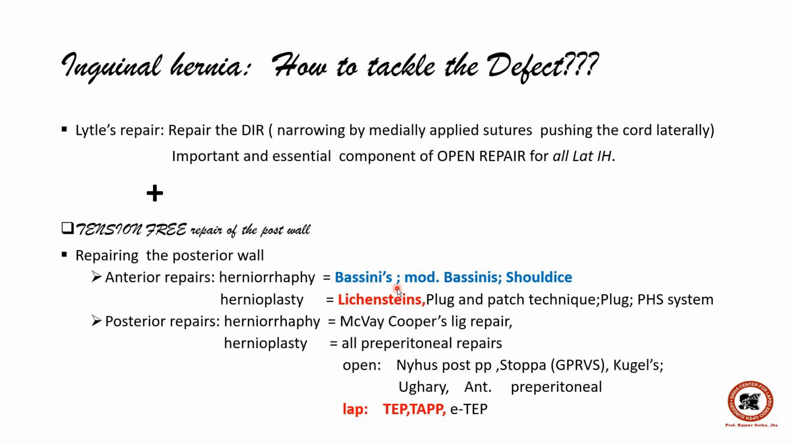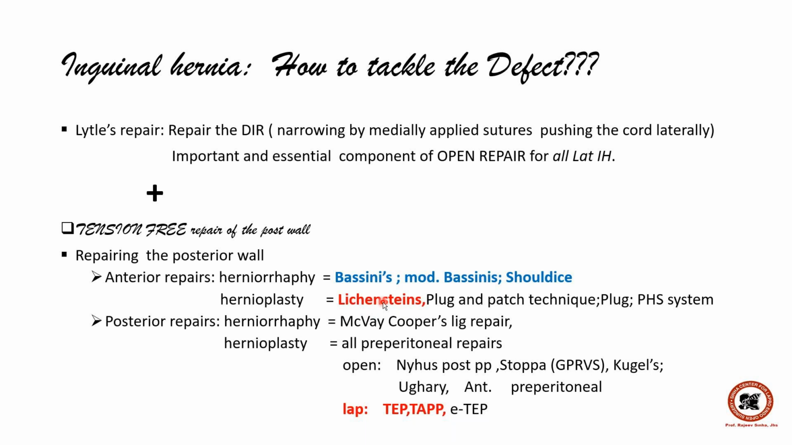And then comes the last and most important part, and that is reinforcing the posterior wall. As we just now said, it can be either an anterior repair or a posterior repair. In either case, it could be a herniorrhaphy or it could be a hernioplasty. Among these, the most important and time-tested method is the Bassini, the modified Bassini, or the Shouldice method, which is the open anterior herniorrhaphy. The anterior hernioplasty is the Lichtenstein, which up to now is the gold standard of repairing inguinal hernia.